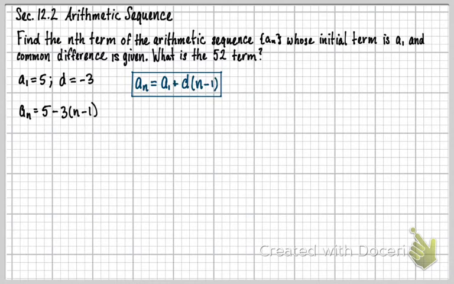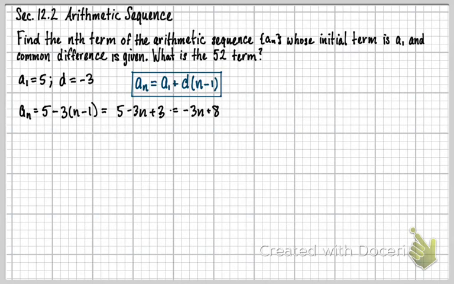And now I'm going to clean this up a little, of course, for sure. So this is really going to be 5 minus 3n plus 3. And that equals, and this is our nth term here that we're finding, -3n plus 8, excuse me. Yeah, so there it is.